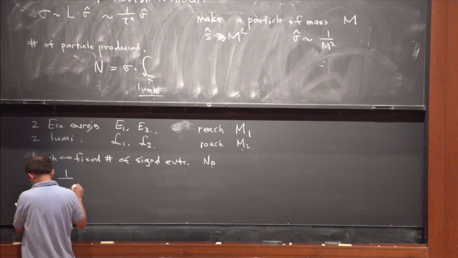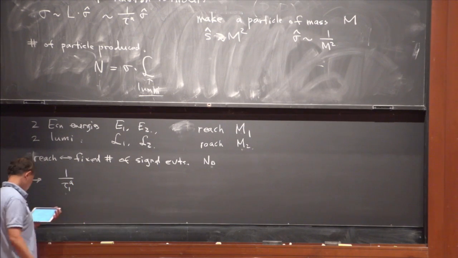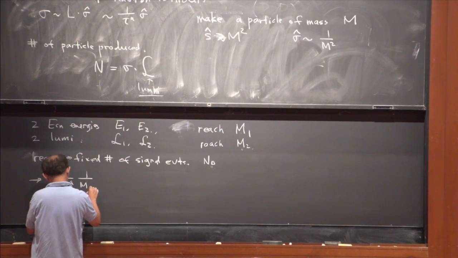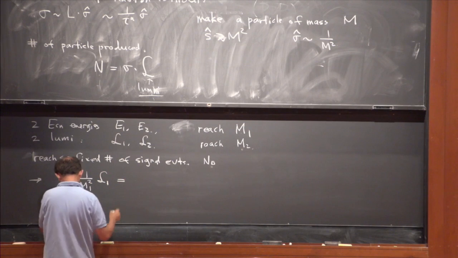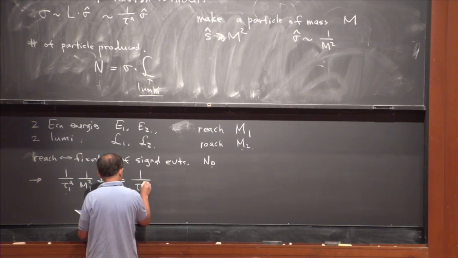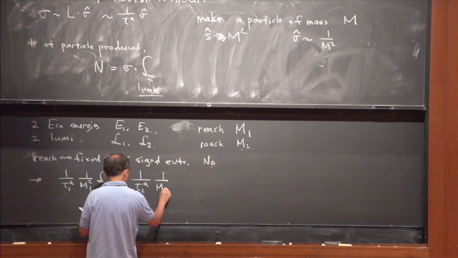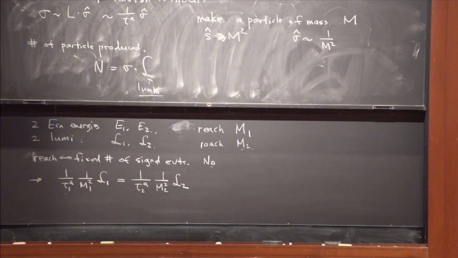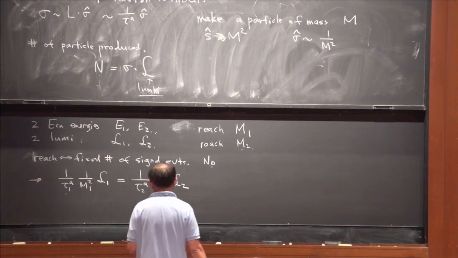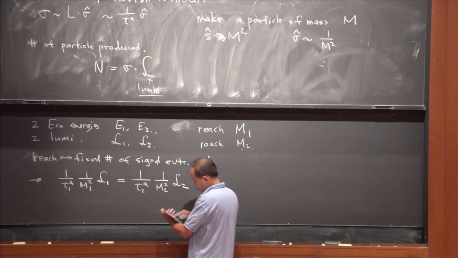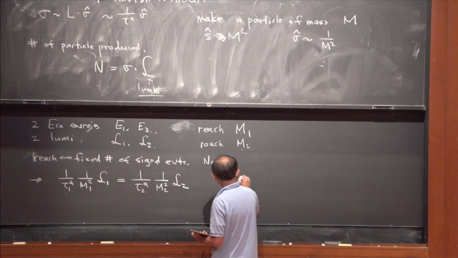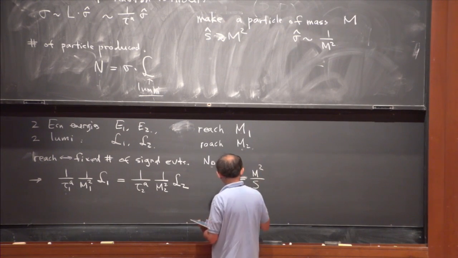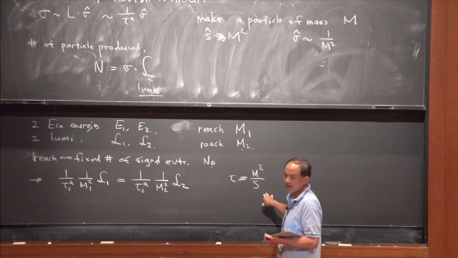This means that tau 1 A, this is the proton center of mass, M1 square L1 equals tau 2 A, 1 over M2 square times luminosity M2. And of course, remember that tau is related to M squared over S. All these taus are just M squared over S, where S is the proton center of mass energy.